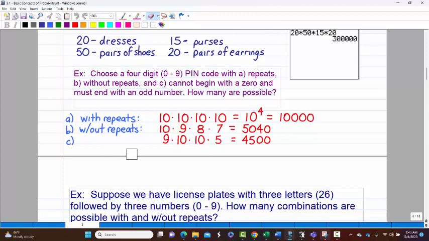Now the next one, a little tricky. It says it cannot begin with a 0 and must end with an odd number. It doesn't say anything about the other positions, so you would assume all numbers are available. 9, because you can't use 0. All 10 for the second one, no restrictions. All 10 for the third one, no restrictions. The last one would have 5 because in the numbers 0 through 9, you have 5 odd numbers: 1, 3, 5, 7, 9. So that's what makes that number 5, and that ends up being 4,500.